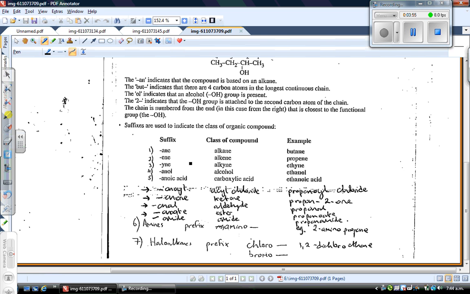So the suffix for an alkane would be ane, for an alkene would be ene, alkyne, yne, anol is for an alcohol, anoic acid is a carboxylic acid, anoyl chloride is for an acyl chloride, anone is for a ketone, anal is for an aldehyde, anoate is for an ester, amide is for an amide. Amines you use the prefix amino, or you can use the suffix amine, and haloalkanes you use the prefix chloro or bromo.